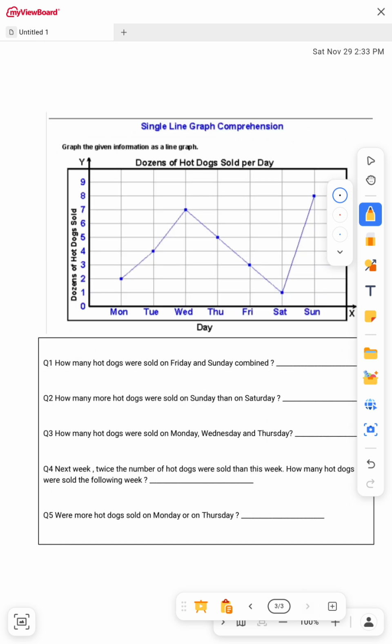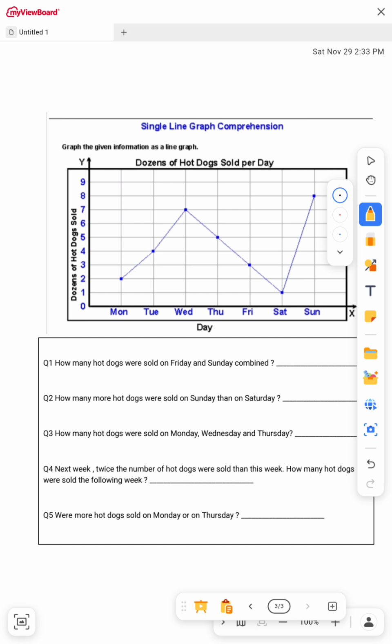Now, a single line graph comprehension. How many hot dogs were sold on Friday and Sunday combined? On Monday, 2 dozen hot dogs were sold. We know it from the graph. On Tuesday, 4 dozen. On Wednesday, 7 dozen. On Thursday, 5 dozen were sold. On Friday, 3 dozen. On Saturday, 1 dozen. And on Sunday, 8 dozen were sold.